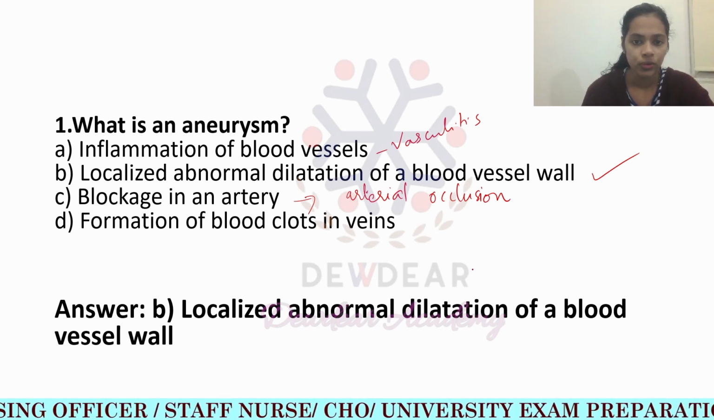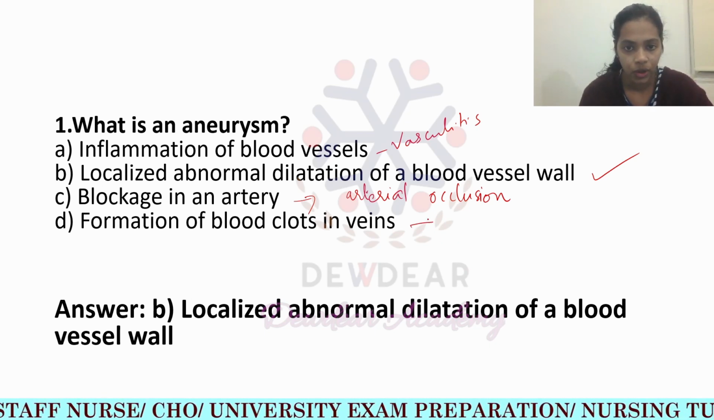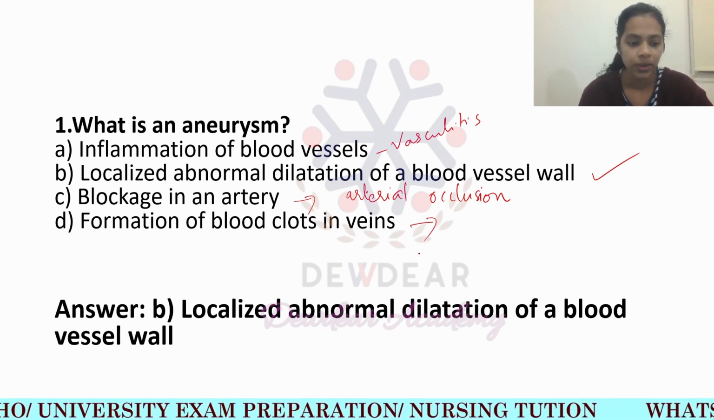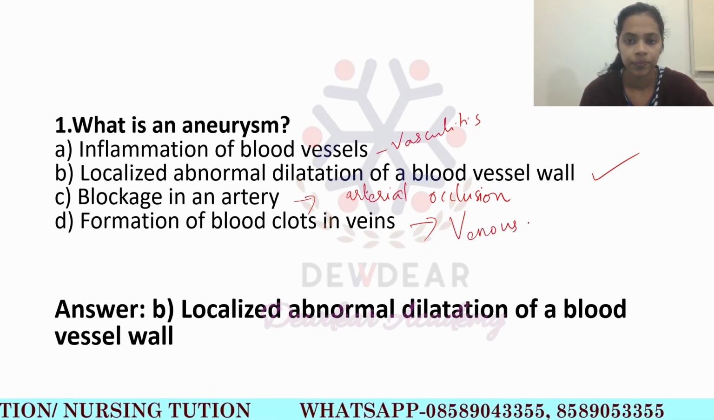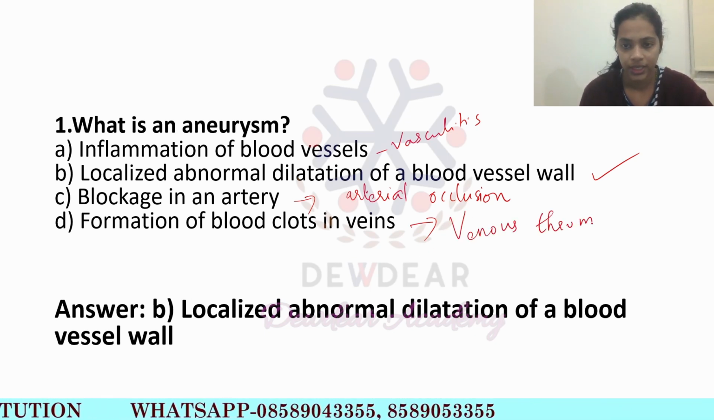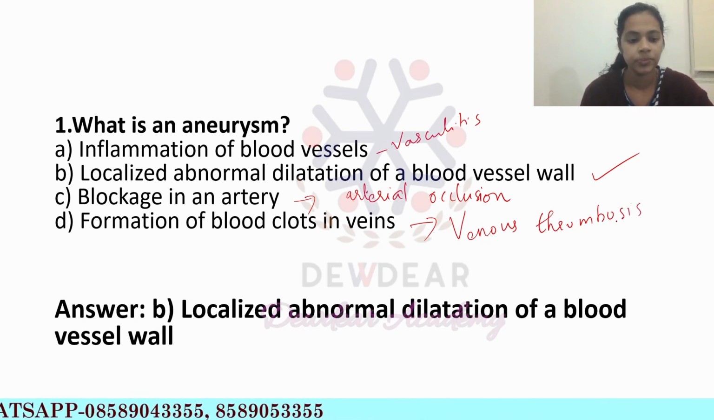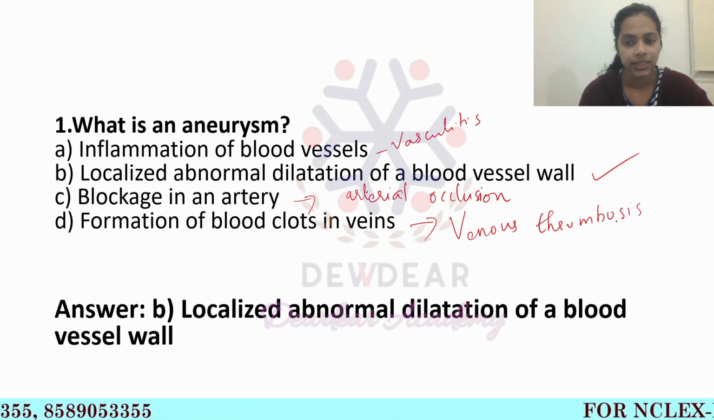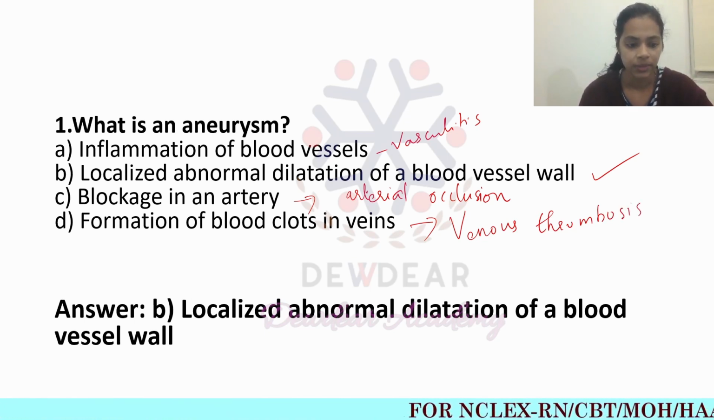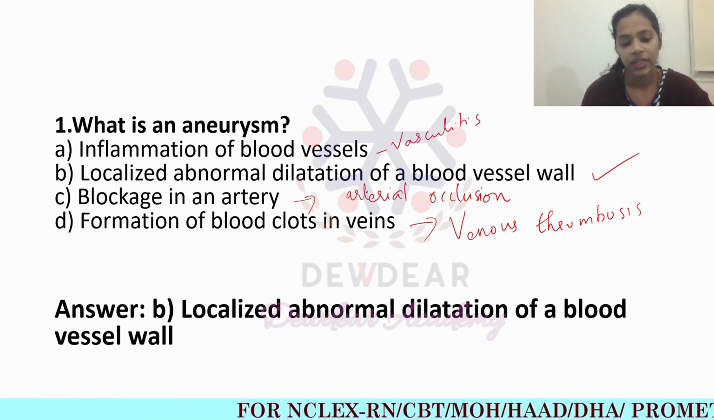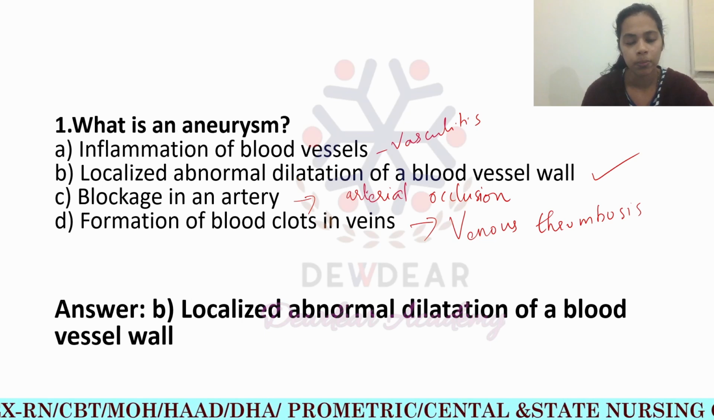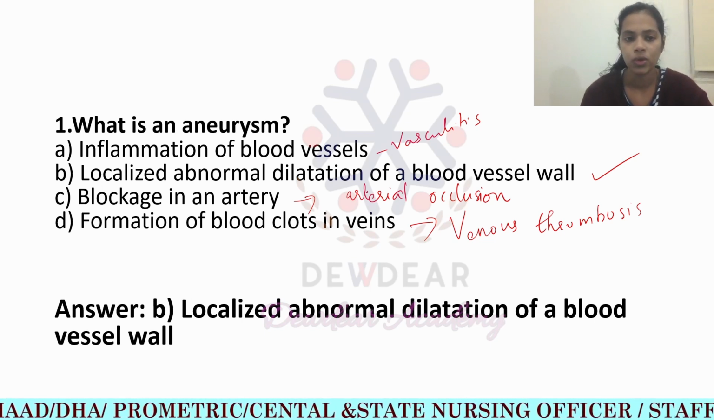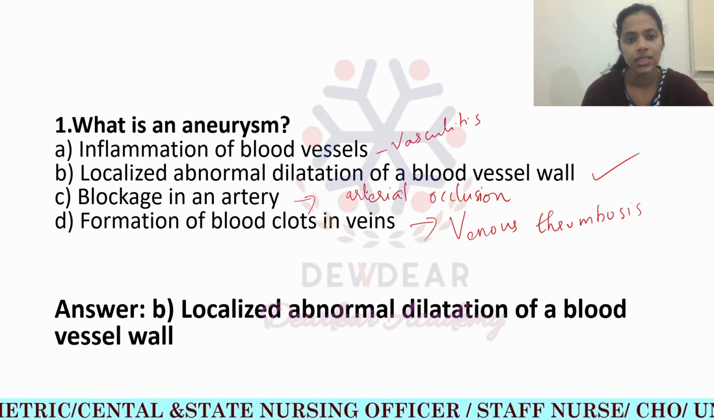Then we have the fourth option, that is formation of blood clot in vein. We will call it venous thrombosis. So we can say that is deep vein thrombosis or DVT. That is, the blood clot is formed in veins and it is causing swelling, pain and complications like even pulmonary embolism.